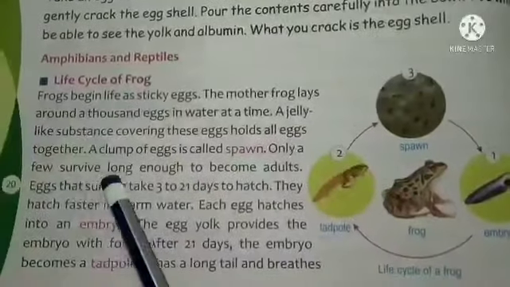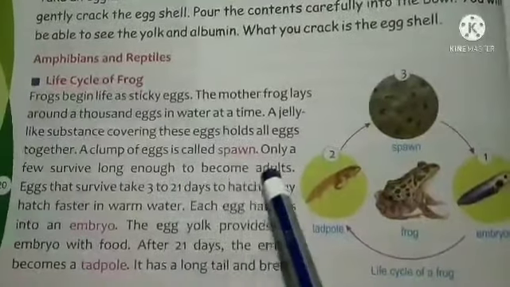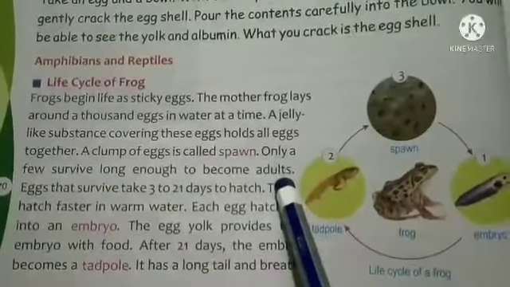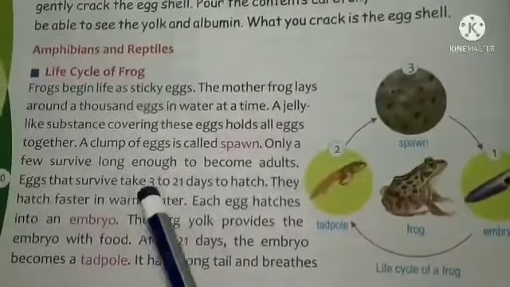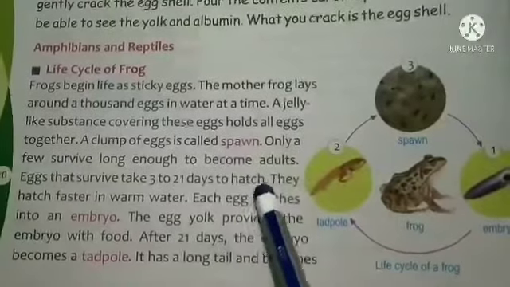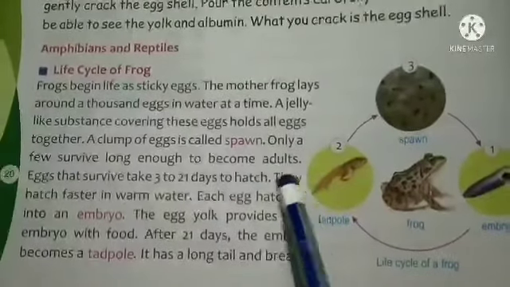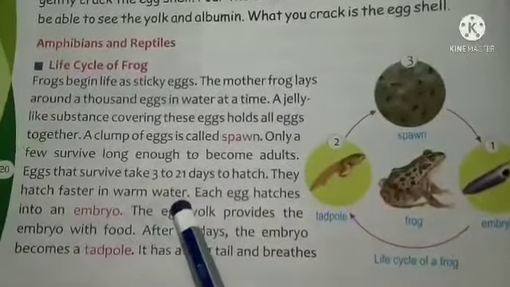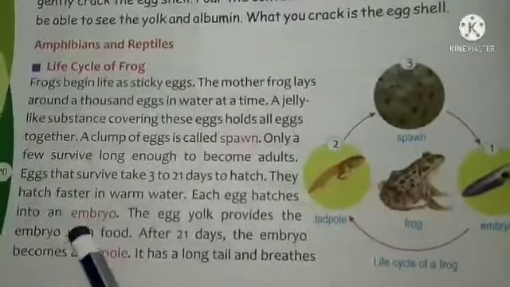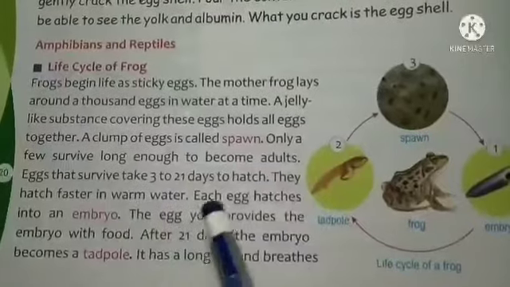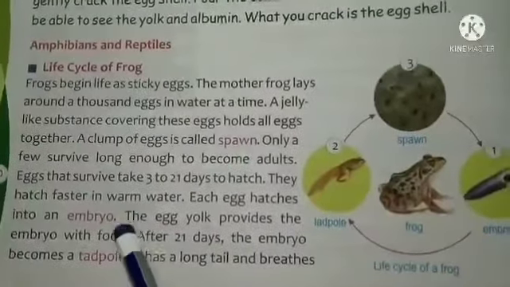Only a few survive long enough to become adults. Very few eggs survive to become mature. Eggs that survive take 3 to 21 days to hatch. They hatch faster in warm water. Each egg hatches into an embryo.